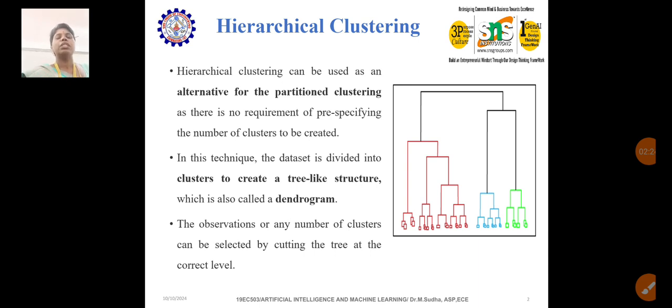Okay, so the data is divided into clusters to create a tree like structure. You just see this image, the tree like structure, which is also called the dendrogram. So kindly note down what a dendrogram is: the tree like structure of the clustering is called a dendrogram. Okay, so any number of clusters can be selected by cutting the tree at the correct level. This is the basic concept behind hierarchical clustering.